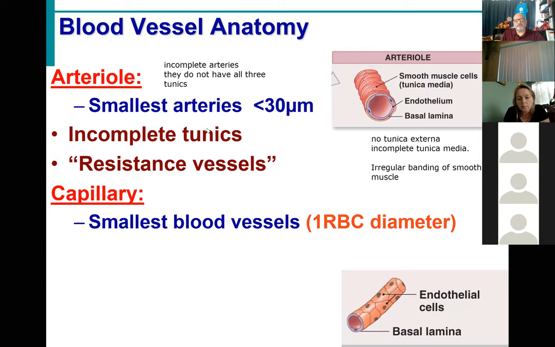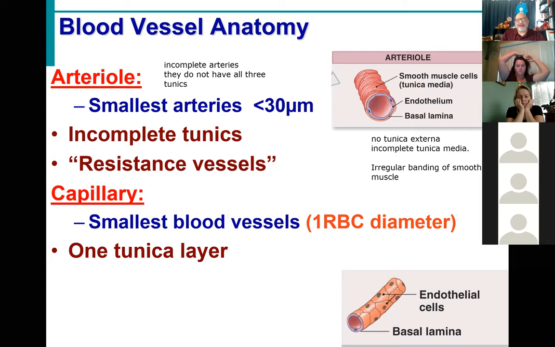Our capillaries are our smallest blood vessels, tiny in diameter. In fact, the diameter of the blood vessel is only big enough so that a single red blood cell can get through. They have to line up in a conga line to get through these capillaries.